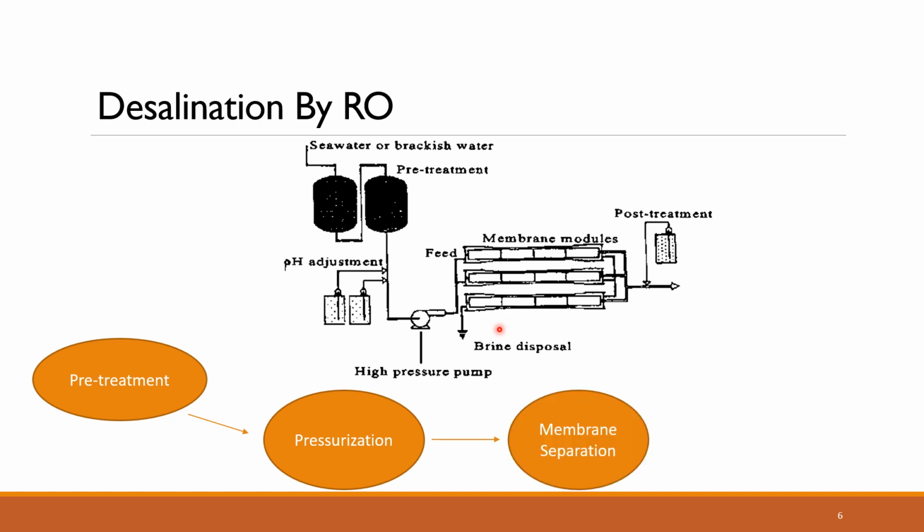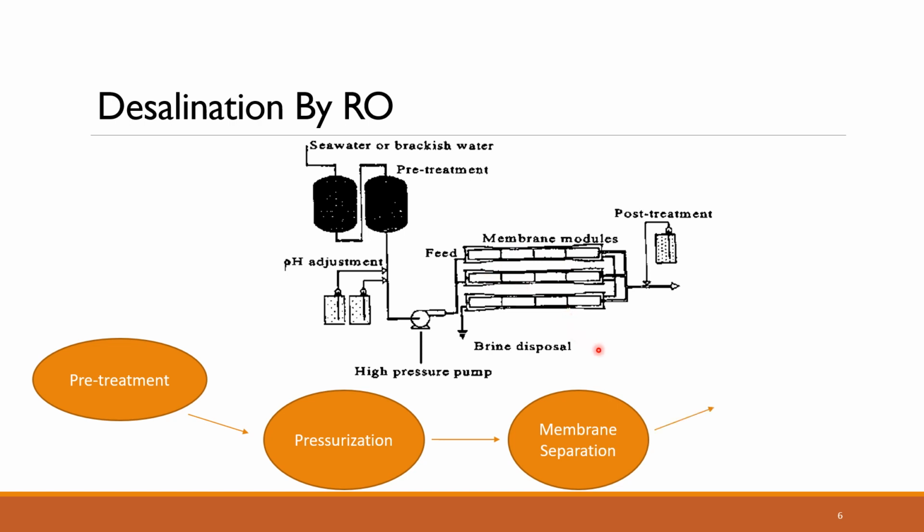Then you have the third step, that is your membrane separation process. The reverse osmosis membranes will be arranged in modules such as spiral wound modules or hollow fiber modules. So in these modules, the actual process of desalination takes place, wherein the water will cross the membrane, whereas the salt remains on the other side of the membrane.